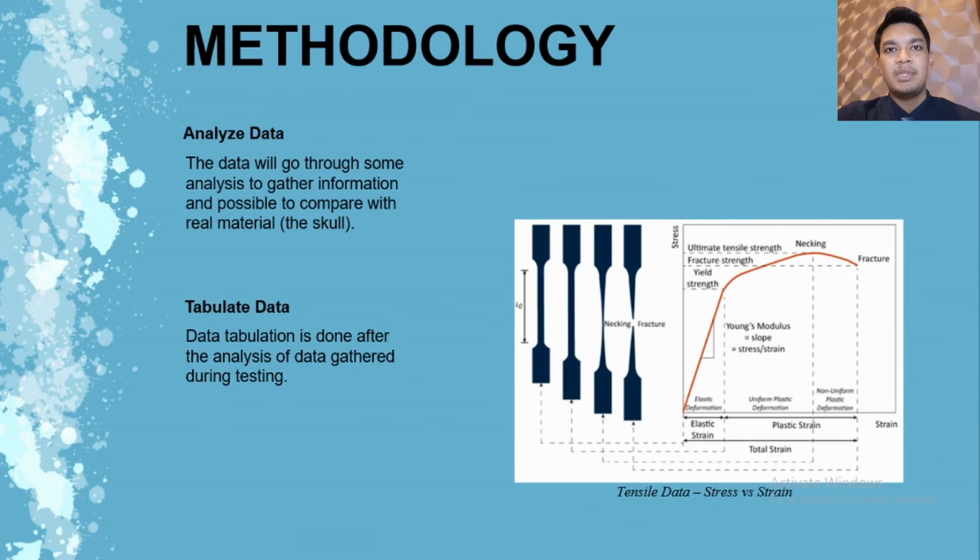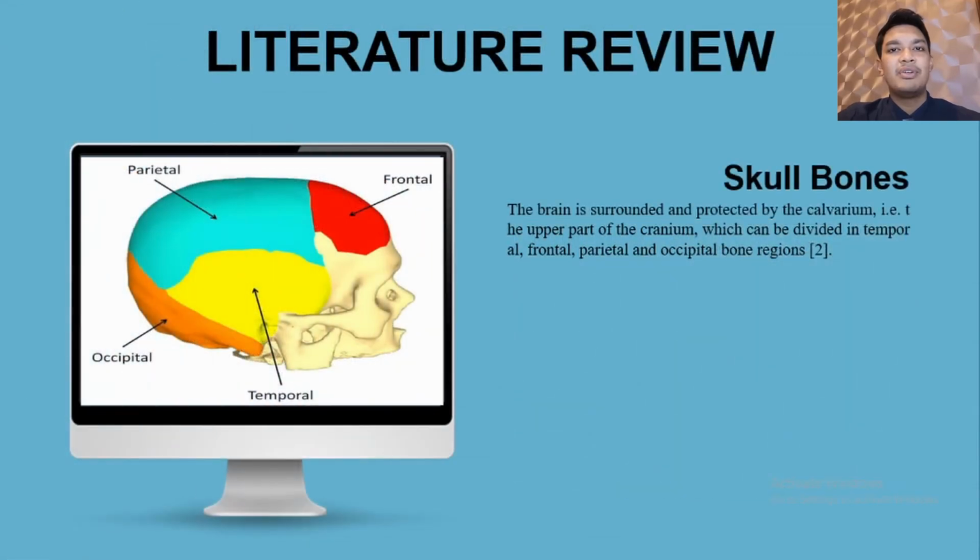Next, the data that is collected during testings will go through analysis to compare with the real skull. Then the tabulation of data takes place after the analysis of data to construct possible tables and graphs such as stress strain graph. The literature review that I've made relating to this project.